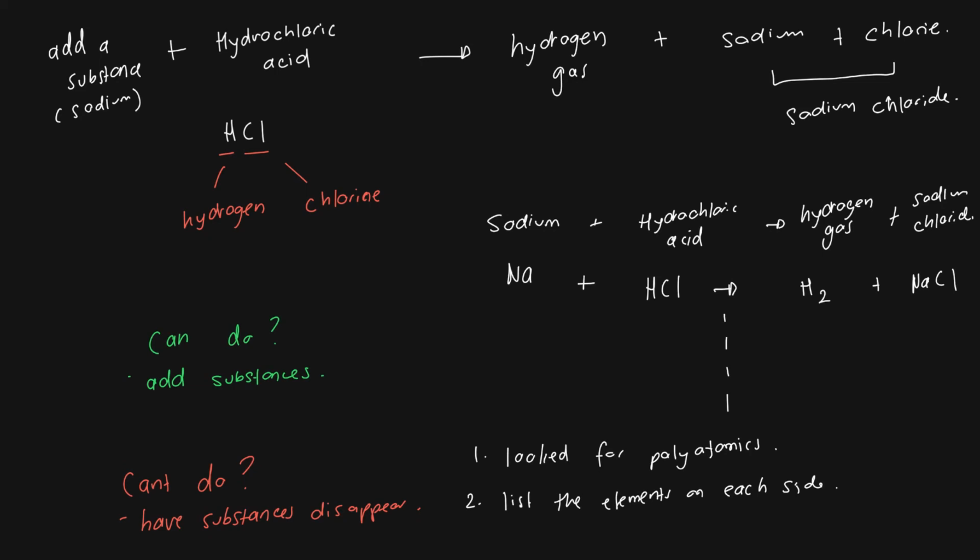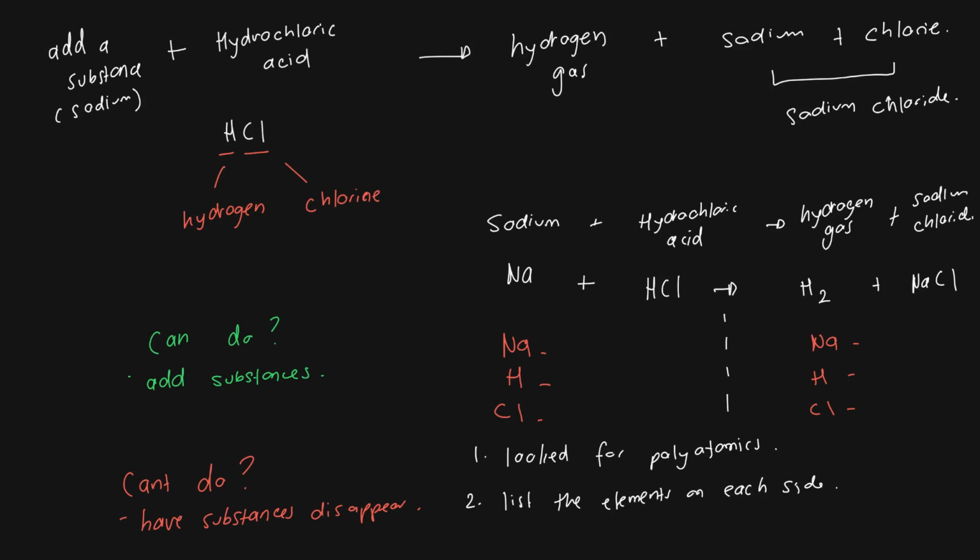List the elements on each side. Okay, so we've got Na, we've got H, and we've got Cl. I'm going to do the exact same thing on the other side. Na, H, Cl. And all I'm going to do is count them. Because if they're already balanced, they're already the same on the left as the right, I don't have to do anything. My life's easy, I love it.